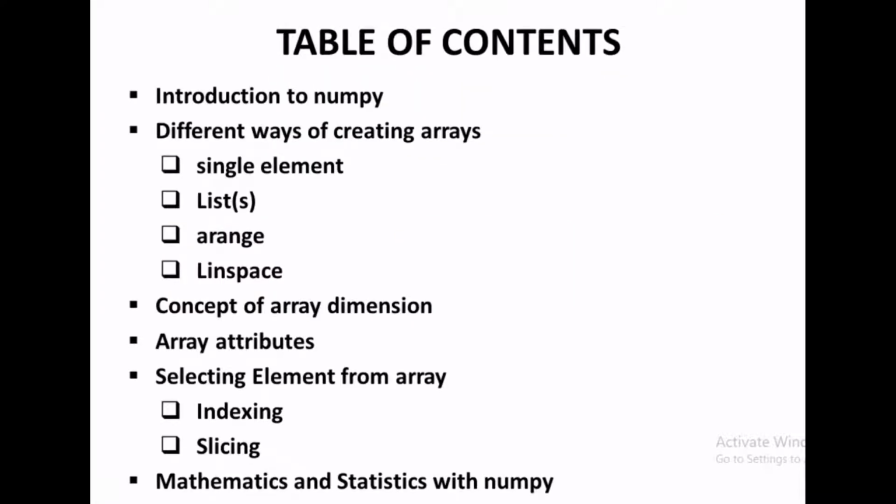These are the table of contents. We'll start with an introduction to Numpy, then explore different ways of creating arrays. We see how to create an array using single elements, using a list or list of lists, using arange and linspace methods. Then we'll move on to the concept of array dimension and array attributes. Then we see how to select elements from an array using indexing and slicing. Then finally we look at the mathematics and statistics with Numpy.